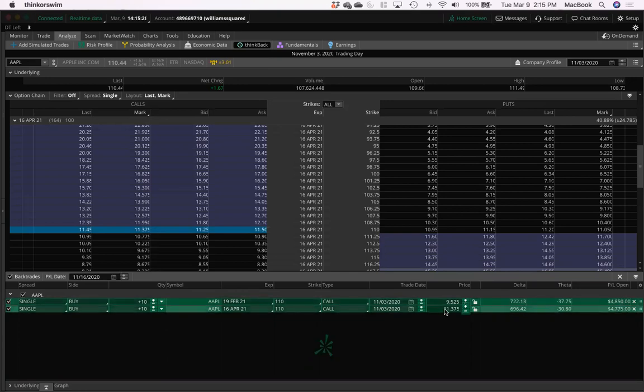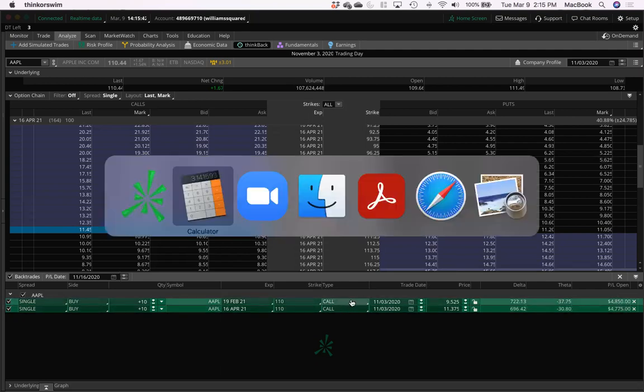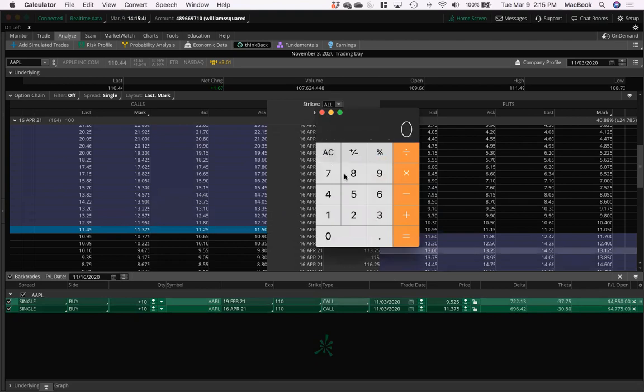Now you did put more money in on your April expiration than you did your February. And so your February is still beating, you know, your April expiration by $75. But let's go ahead and take a look at the percentages. So we have for our April, 4,775 divided by 11,375. So you got 41% profit on your April expiration.